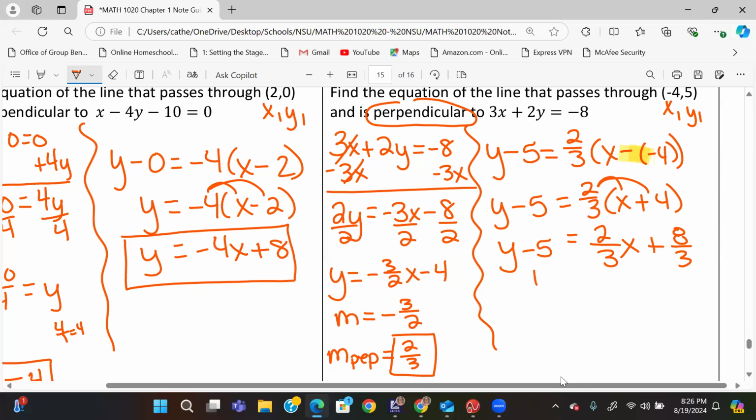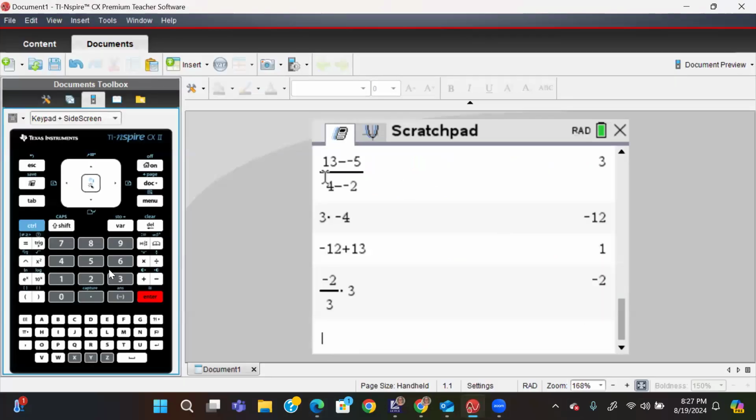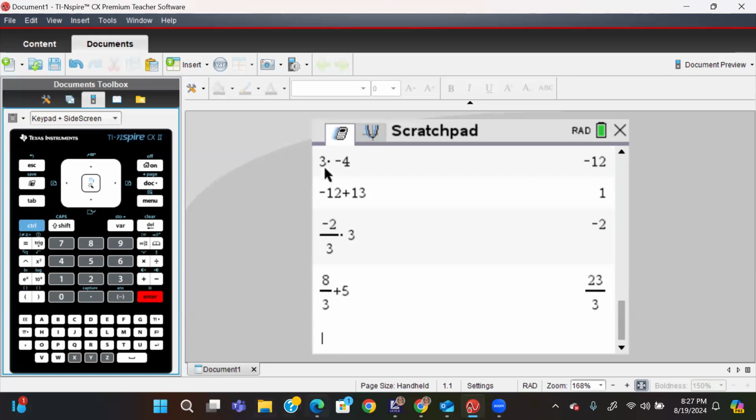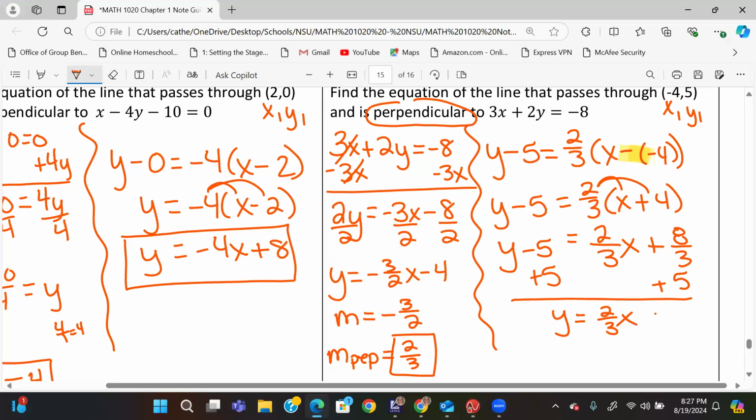Finally, last step is to add 5 to both sides. All right, so we have 2/3 x, and I have 8/3 plus 5. I don't want to do that by hand. So 23/3. So when you're adding and subtracting these fractions, you can use that calculator to help you with those.